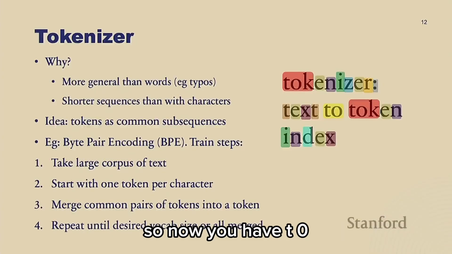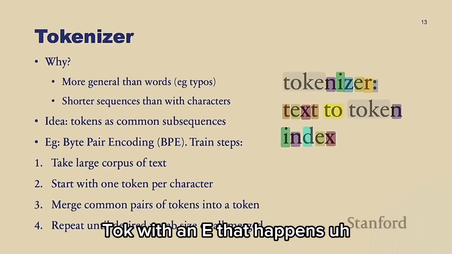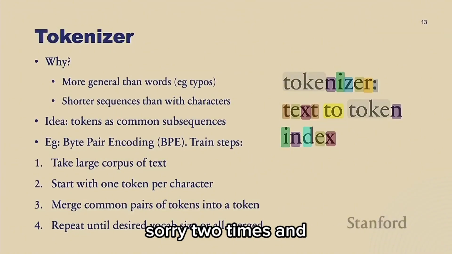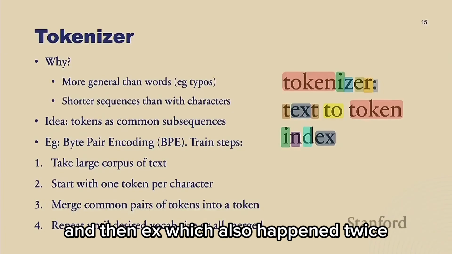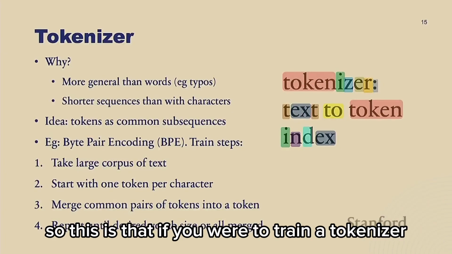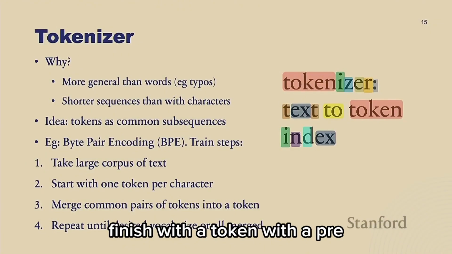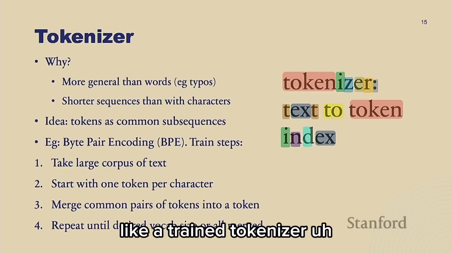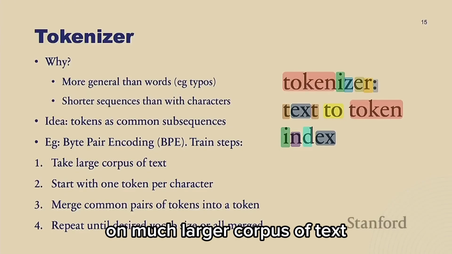So now you have TOK, which happens 3 times, TOK with an E, which happens 2 times, and token, which happens twice, and then EX, which also happened twice. So if you were to train a tokenizer on this corpus of text, which is very small, that's how you would finish with a trained tokenizer.